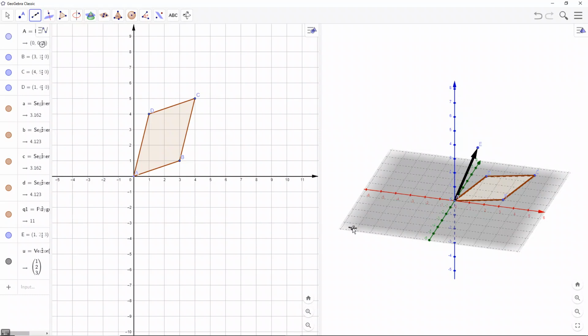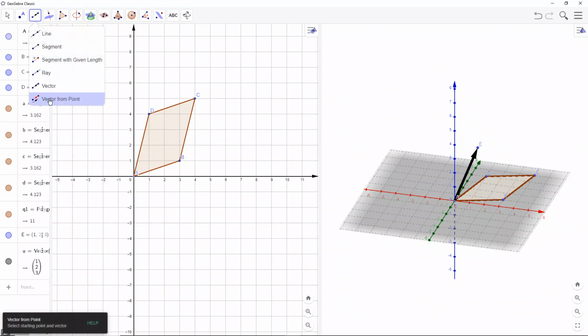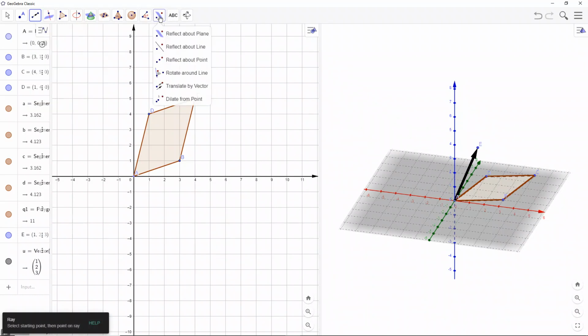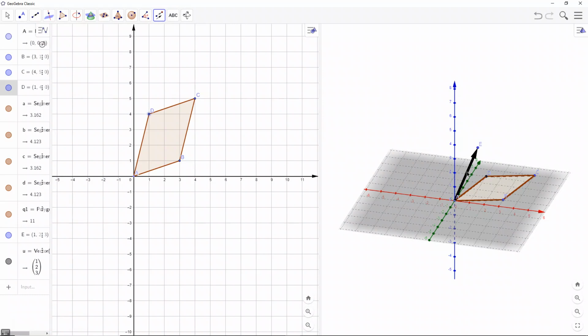And I remember that there is something here. So what you do, you go to this three-dimensional view, but you choose this vector from a point. No, sorry. Here, you go to translate by a vector. You choose this one, and then I click this point and this vector, and it's already translated into space, yes?